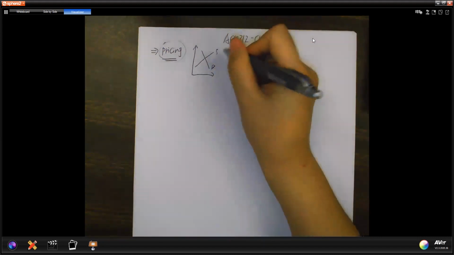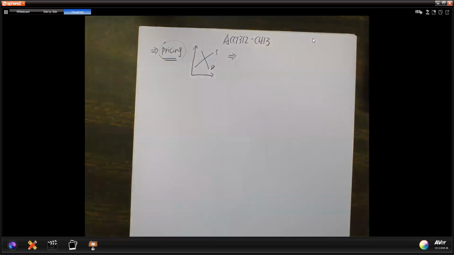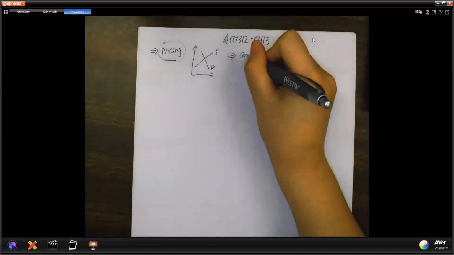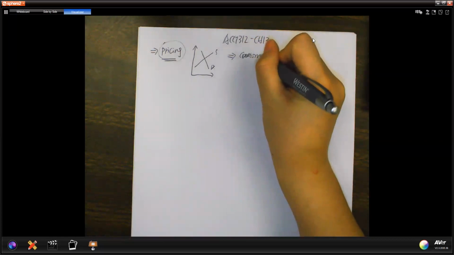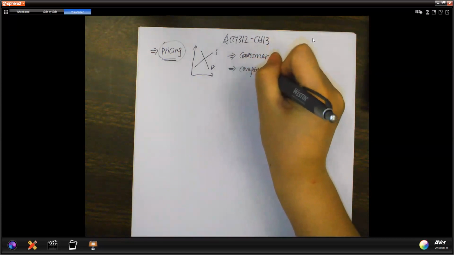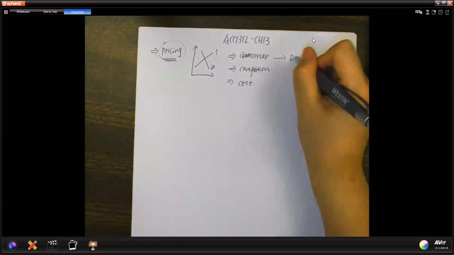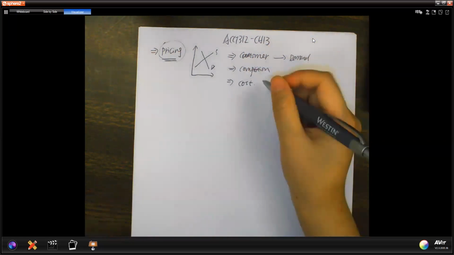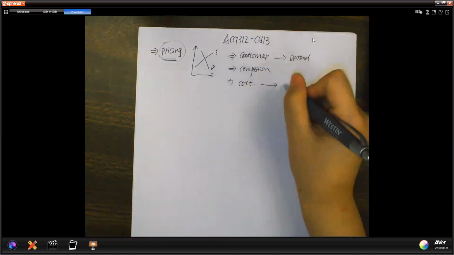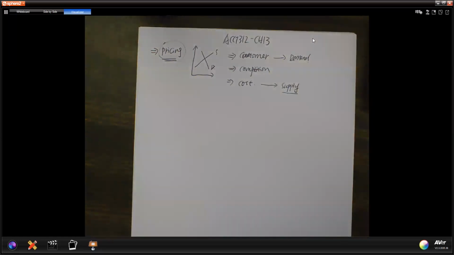And then we said three factors will affect our supply and demand. The first factor, based on your textbook, I think, is customer. The second one is competition. And the last one we said is the cost, right? For the customer, it will affect the demand. More customers means higher demand. For the cost, it will affect the supply. Higher cost will have less supply. And for competition, it will affect both, a mixed effect.